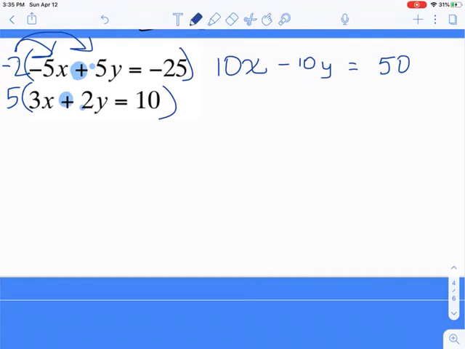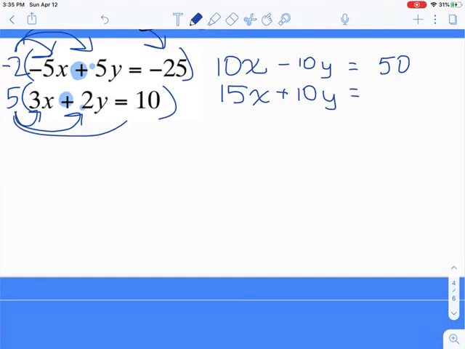Now in the second equation, we need to distribute the 5. So 5 times 3, we get 15x. 5 times 2y, we get positive 10y. And then 5 times 10, we get 50. Alrighty.